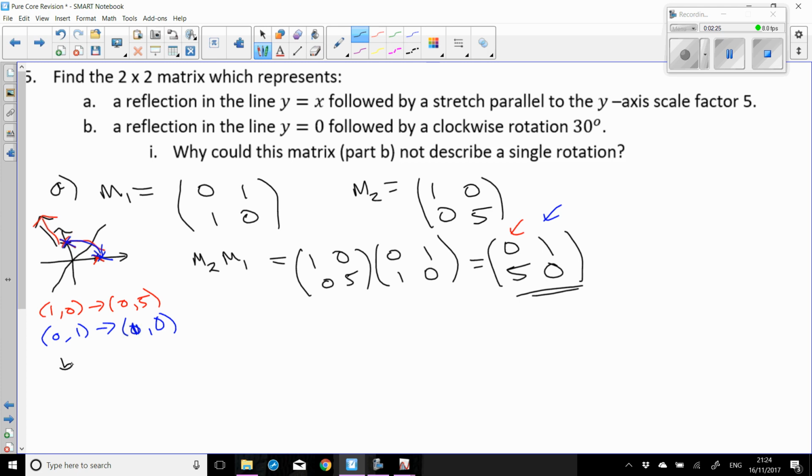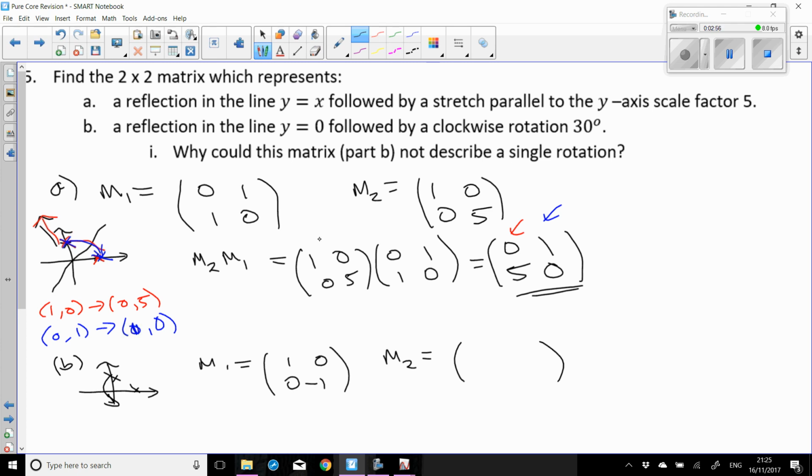So part B, we want a reflection in the line y equals 0. So the line y equals 0 is the x-axis. So our first transformation is that the point (1, 0) is going to go nowhere, it's reflected in the x-axis, and the point (0, 1) will get reflected to (0, minus 1).